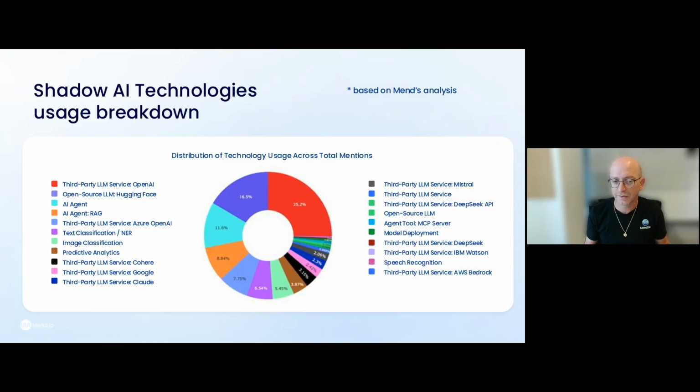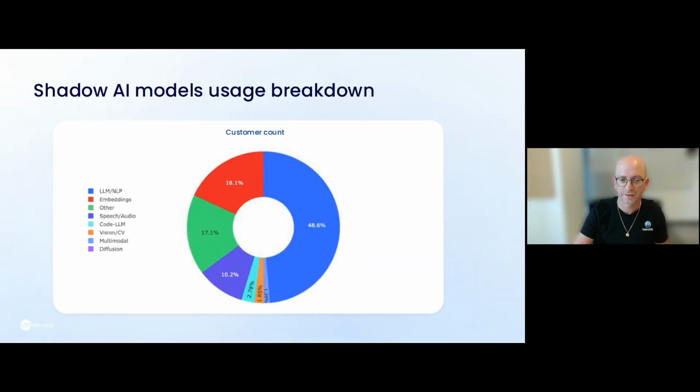But the usage is growing exponentially. If you look at the AI models usage breakdown, again, you can see a huge amount of usage of LLMs. That's probably the area that grew the most since OpenAI released ChatGPT and every other vendor followed them. That's probably the biggest change we see in the past year or so, and that's why around 50% of the customers have some interaction with LLMs.